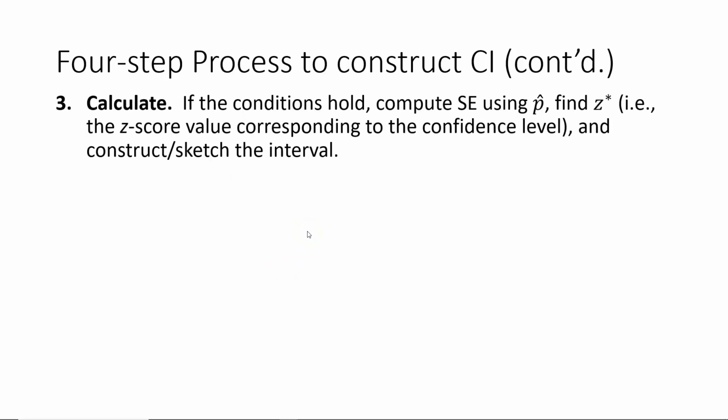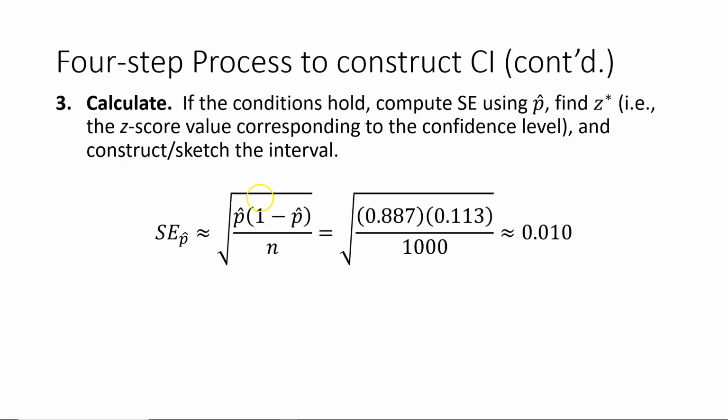Now we move on to our third step, calculate. If the conditions hold, which in this case they both did, we're going to compute the standard error using the sample proportion p hat. We're going to find the z asterisk value, that is the z-score value that corresponds to the confidence level, and then we'll construct our sketch of the interval.